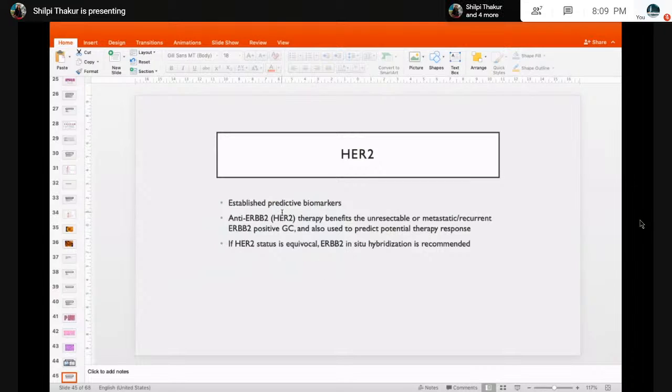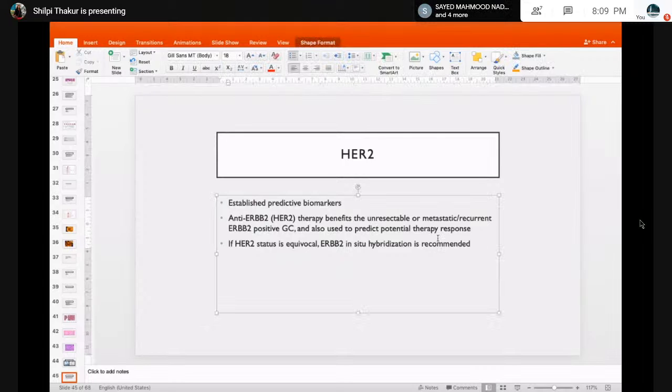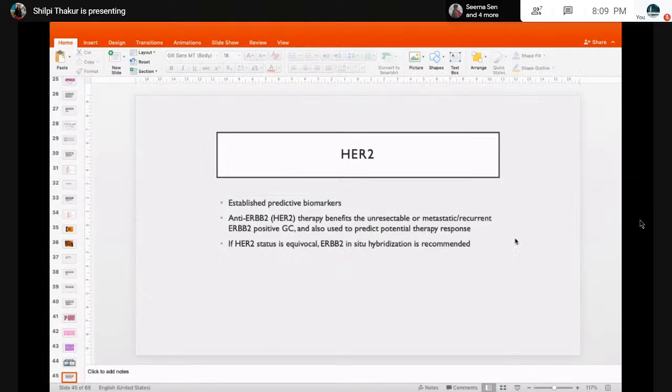So I'll tell you, first is the IHC. By IHC we can find the HER2 status. HER2 is an established predictive biomarker, and HER2 therapy benefits unresectable or metastatic recurrent HER2 positive gastric cancers. It is also used to predict the potential therapy response. So for those tumors which are unresectable, it is very important to know their HER2 status.